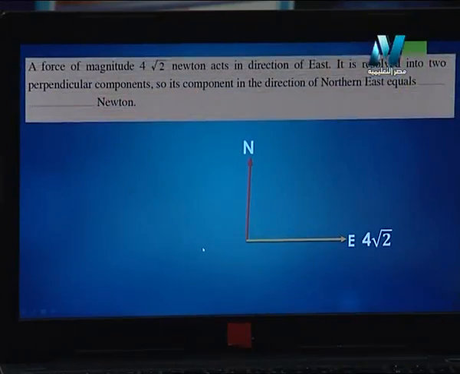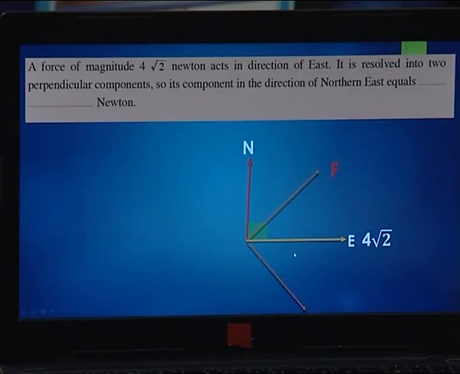Next, a force of magnitude 4 root 2 acts in the direction of east, as you see here. This is E, meaning the east direction, and the force equals 4 root 2 Newton, and this is the north direction. They are perpendicular, and we have F here, which is north and east, and we have another component perpendicular to F.